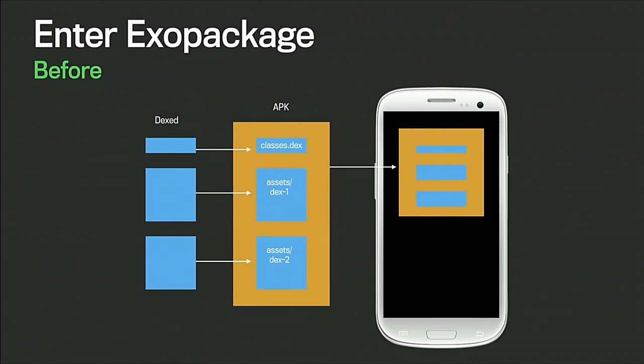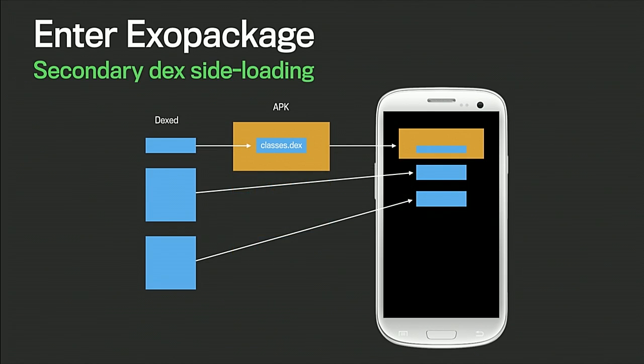So here's a zoom in on the two steps I was talking about before. ApkBuilder on the left, where you're producing the APK, and installation on the right, where you're putting it on the device. This is the before picture. And the sort of magic sauce of Exopackage. It sounds very simple. It looks like this. Basically, the secondary DEX files get removed from the APK. They don't go into the package at all.